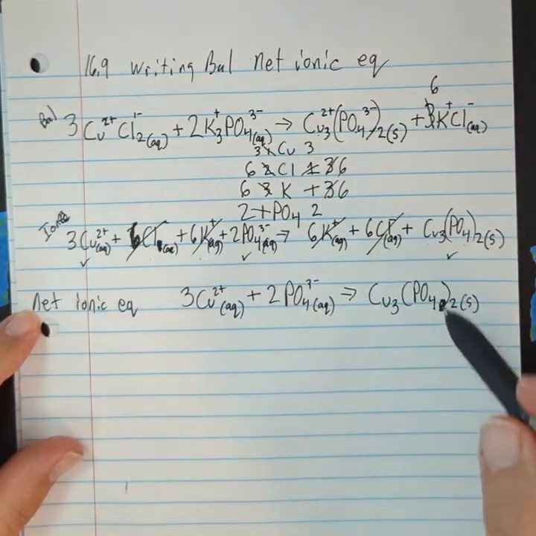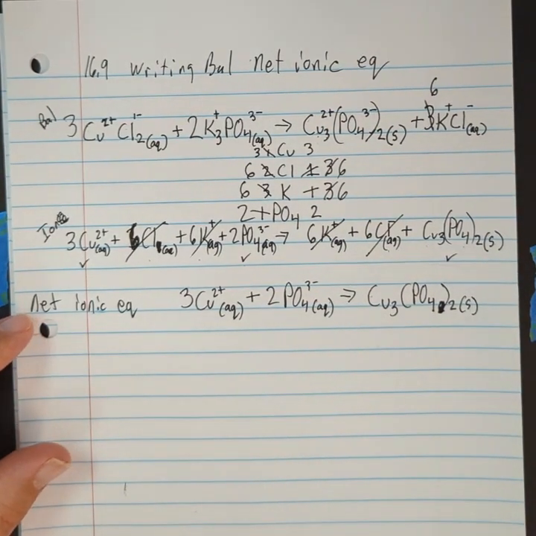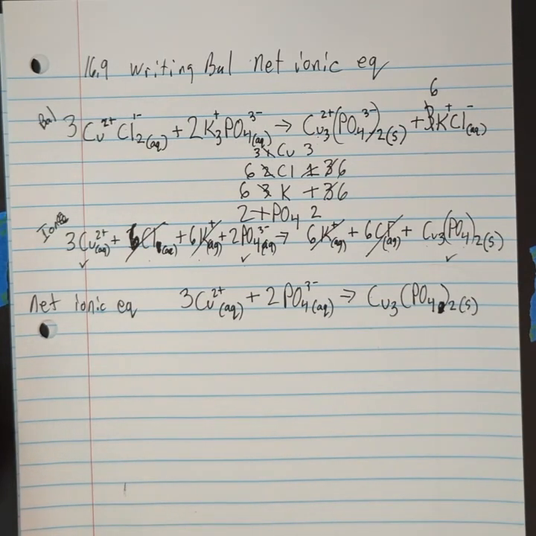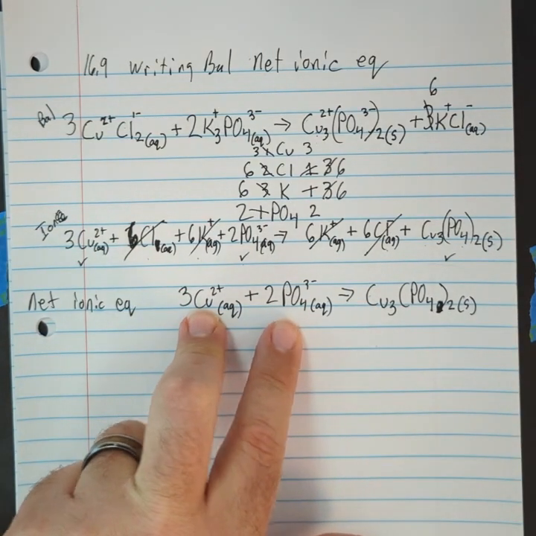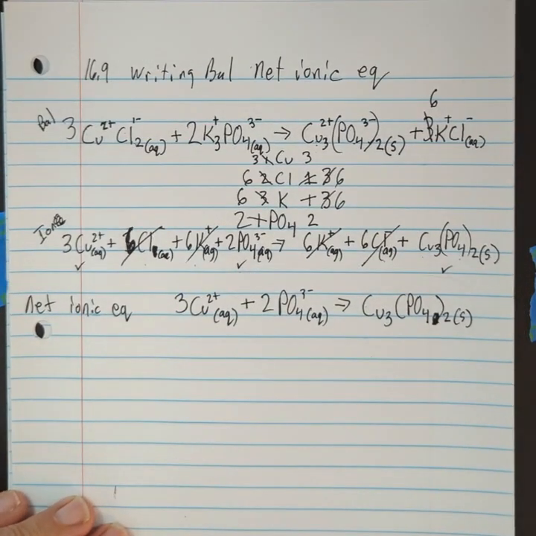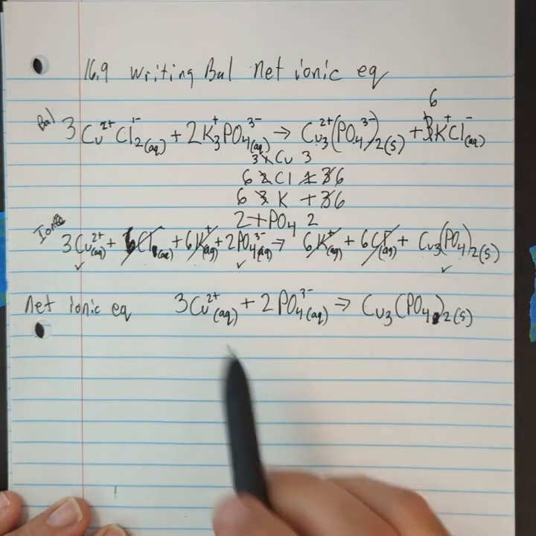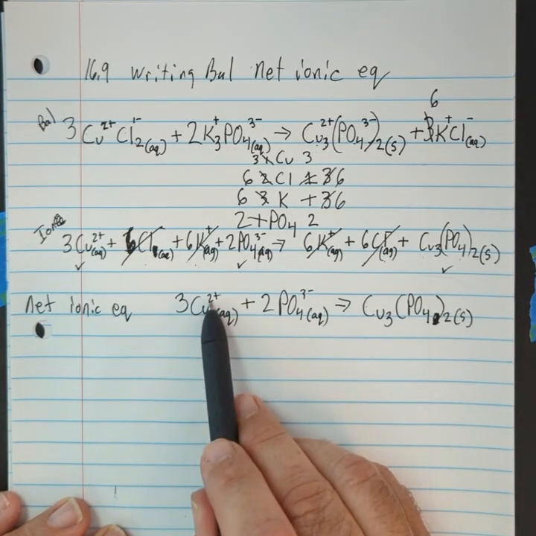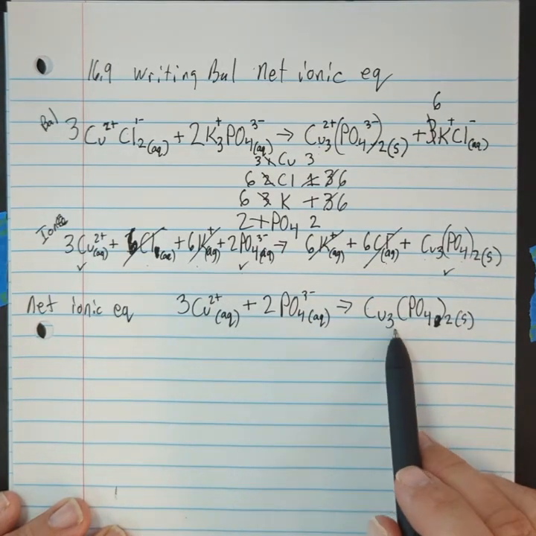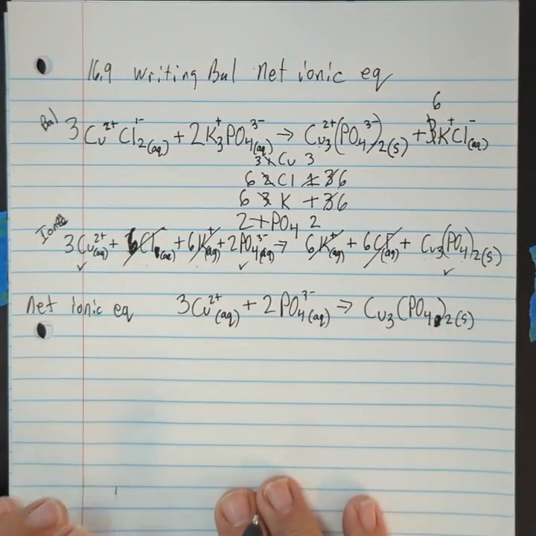This would be the final answer, but the way this problem is worded, you'd have to show it all to get full credit. For a precipitation reaction, the net ionic equation always shows the two ions that come together to form the precipitate. That's these two. The equation is balanced by mass and by charge. If we talk about the charge, we have 6 positives here, we have 6 positives here, we have 6 negatives, we have 6 negatives here. So it all balances out.